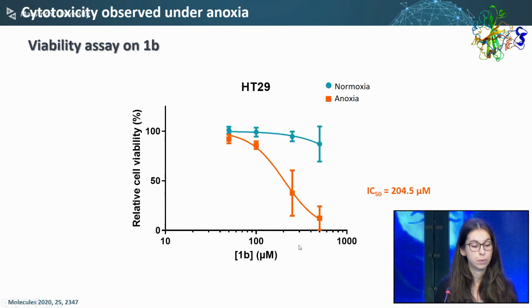We have then performed a viability assay on 1 compound, 1B. So we observed on the HT29 cell line no cytotoxicity effect under normoxic condition, here in blue, but we observed here in orange a cytotoxicity effect, as expected, suggesting the enzymatic bioactivation of the prodrug. A similar profile has been observed also in another cell line, HCT116, but unfortunately, on clonogenic assay, 1B didn't reduce cell survival under normoxic or anoxic conditions.